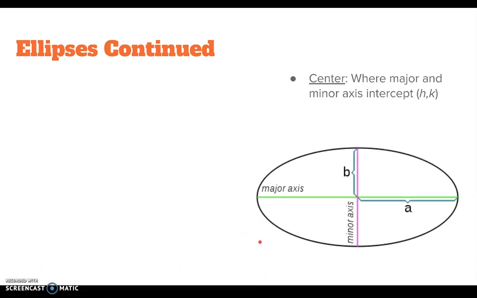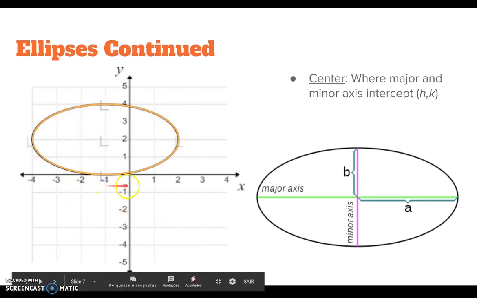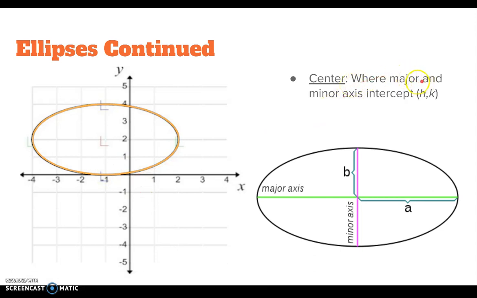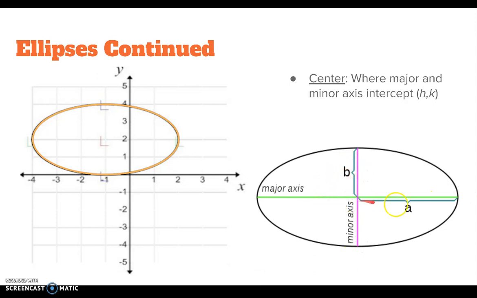So now we also have ellipses continued, where the center is not at the origin. So the ellipse is never going to be at 0, 0. The center is where the major and minor axes intersect, which we're going to call h and k in our form. So it's never going to be in the center, and it's drawn somewhere else. But it's also going to have a major axis and a minor axis, with B on the y-axis and A on the x-axis.